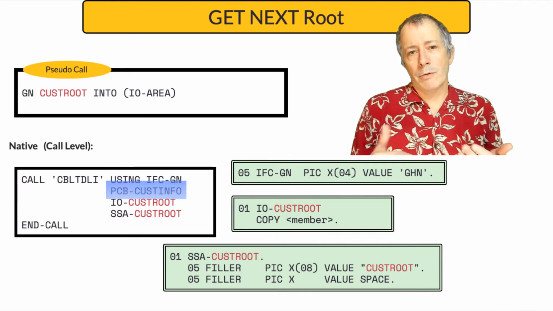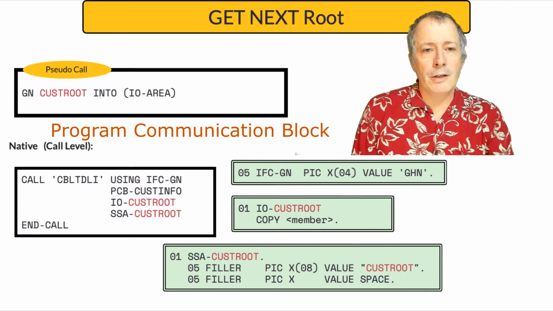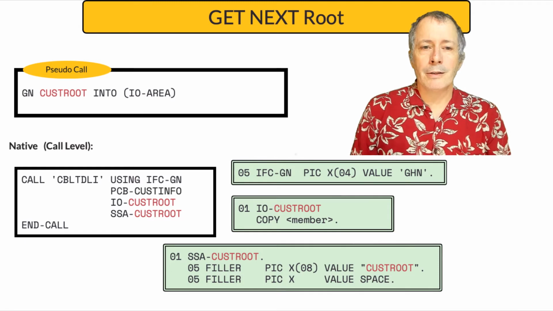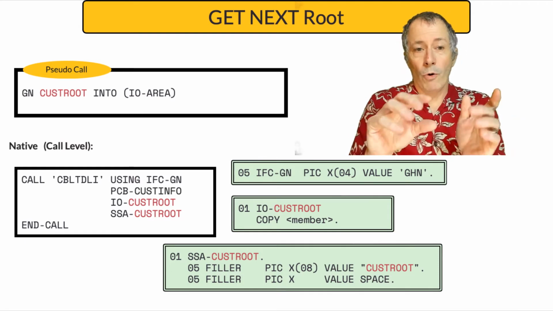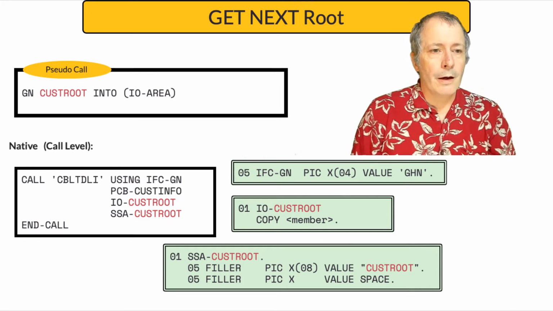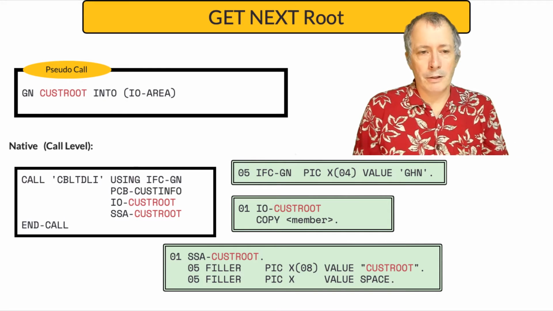The second parameter is the PCB mask. PCB stands for Program Communication Block. This is how IMS and your program communicate with each other. IMS places a status code for each IMS call in a field within this block. It's explained later how to map or get access to the PCB.